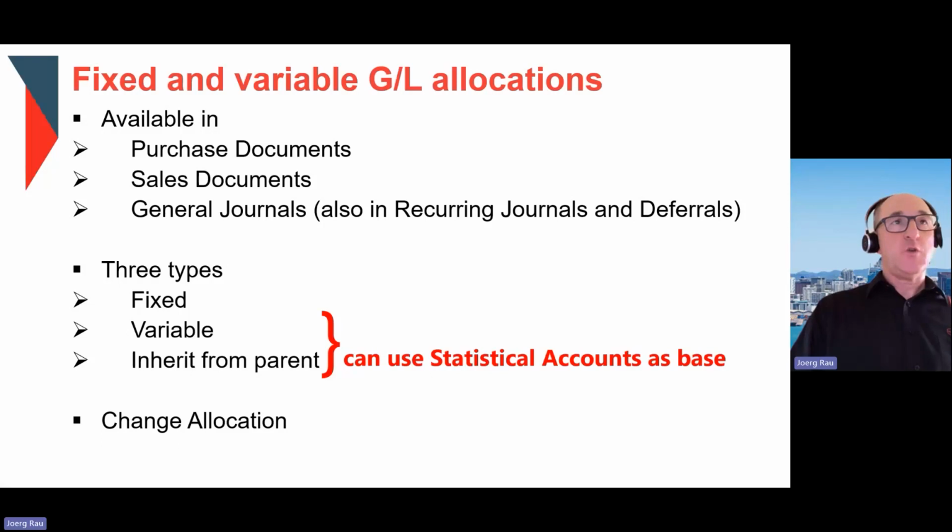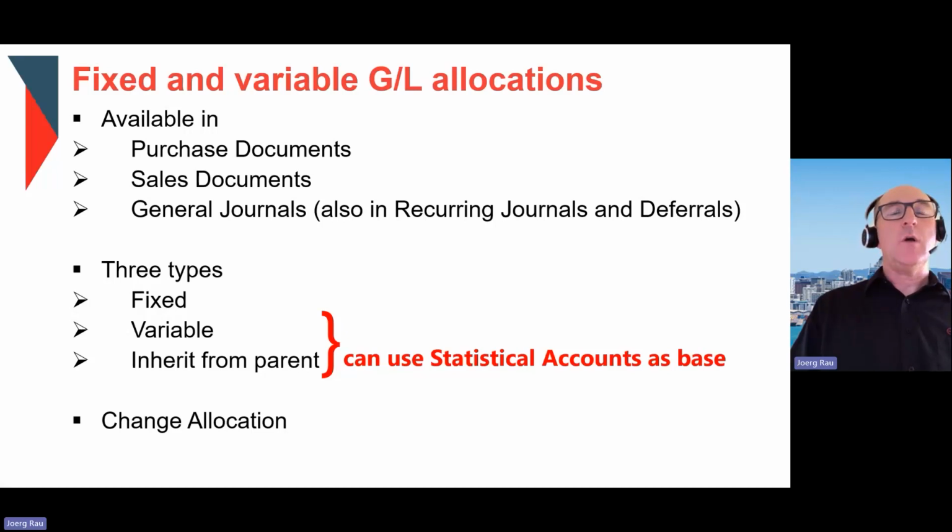Let's summarize this. I showed you this in a purchase invoice, so it can work in purchase documents. So we're talking about quotes, orders, invoices, credit memos. The same in sales documents, quotes, orders, credit memos, in general journals, in recurring journals, and also it works with deferrals. So if I would have taken my $1,000 and would say, make me a deferral and split it to 10 months, and I have a split with allocation accounts of my 3 departments, it would make me 30 entries already to split this. So we saw the 3 types we have of by the fixed, variable, inherit from parent.